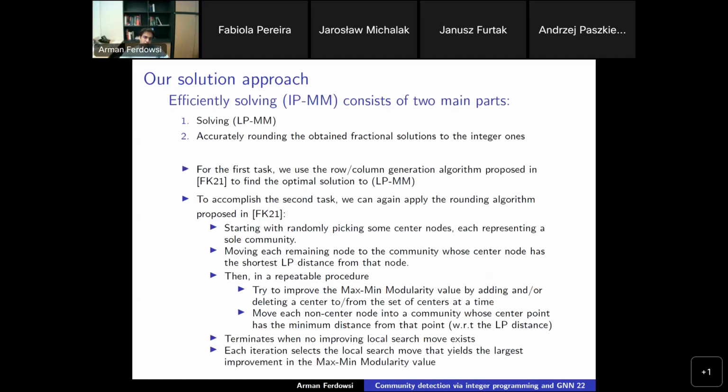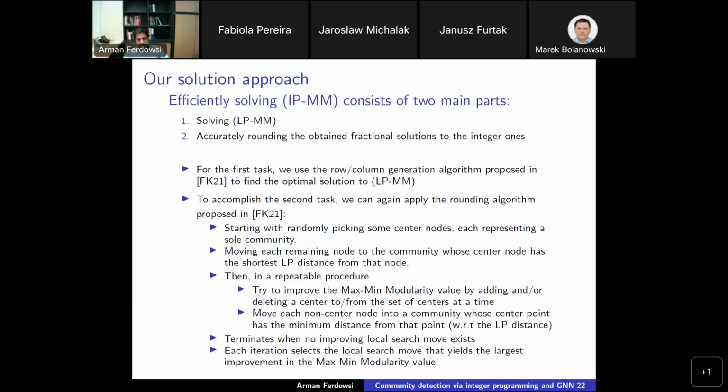Okay, now that we have the model ready, we can discuss an approach for solving the model and discovering the communities. Efficiently solving the IP model consists of two main parts: solving the linear relaxation model and accurately rounding the obtained fractional solution to an integer one. The first step of the solution approach is to optimally solve the linear model of the problem, and particularly promising is that this could be efficiently solved by employing a row and column generation technique. So the remaining step is to find a way to round the fractional solution into integer ones in order to discover communities. For doing this, I employ the local surrounding technique, which works in the following way.